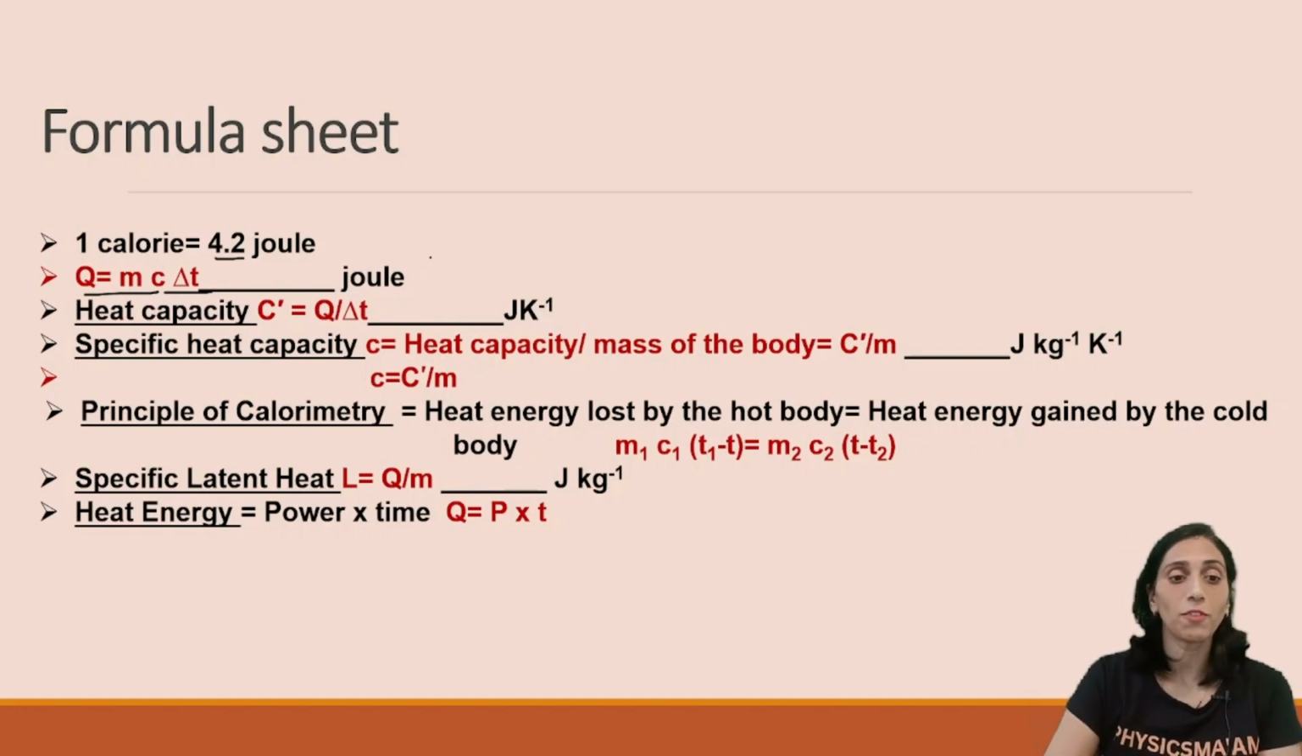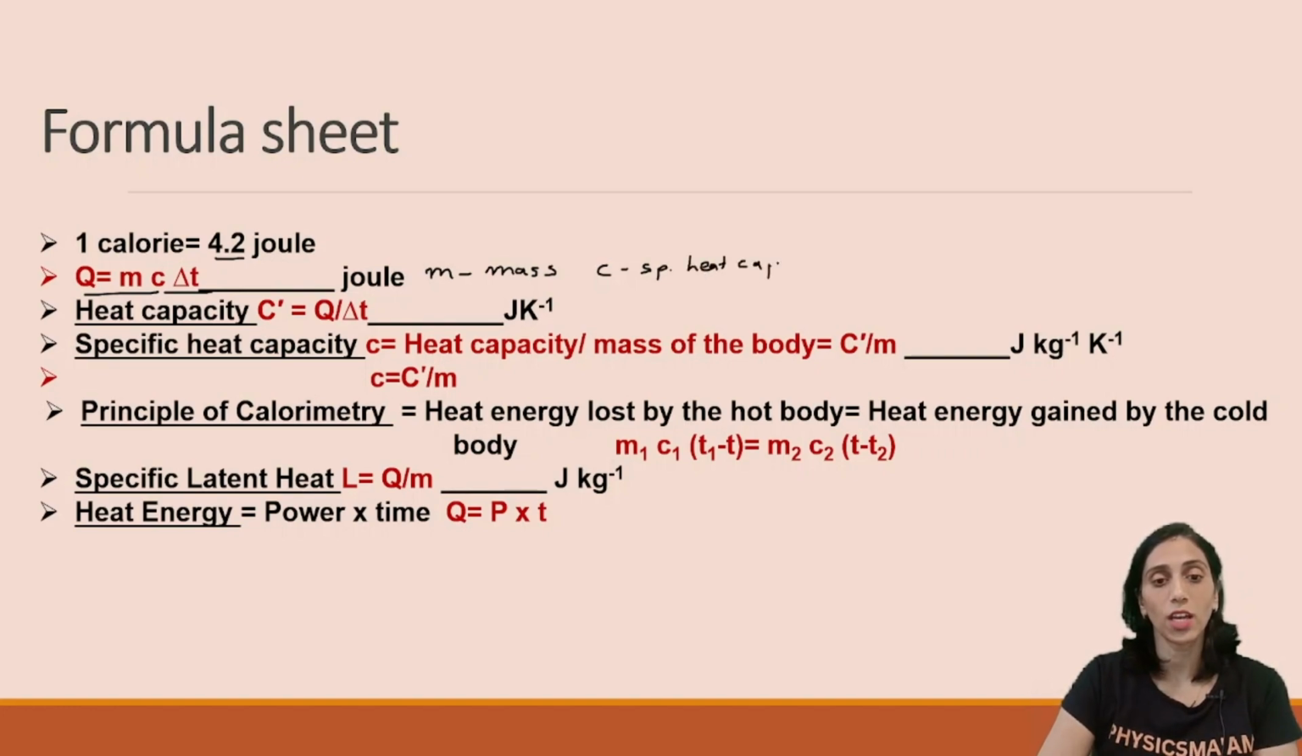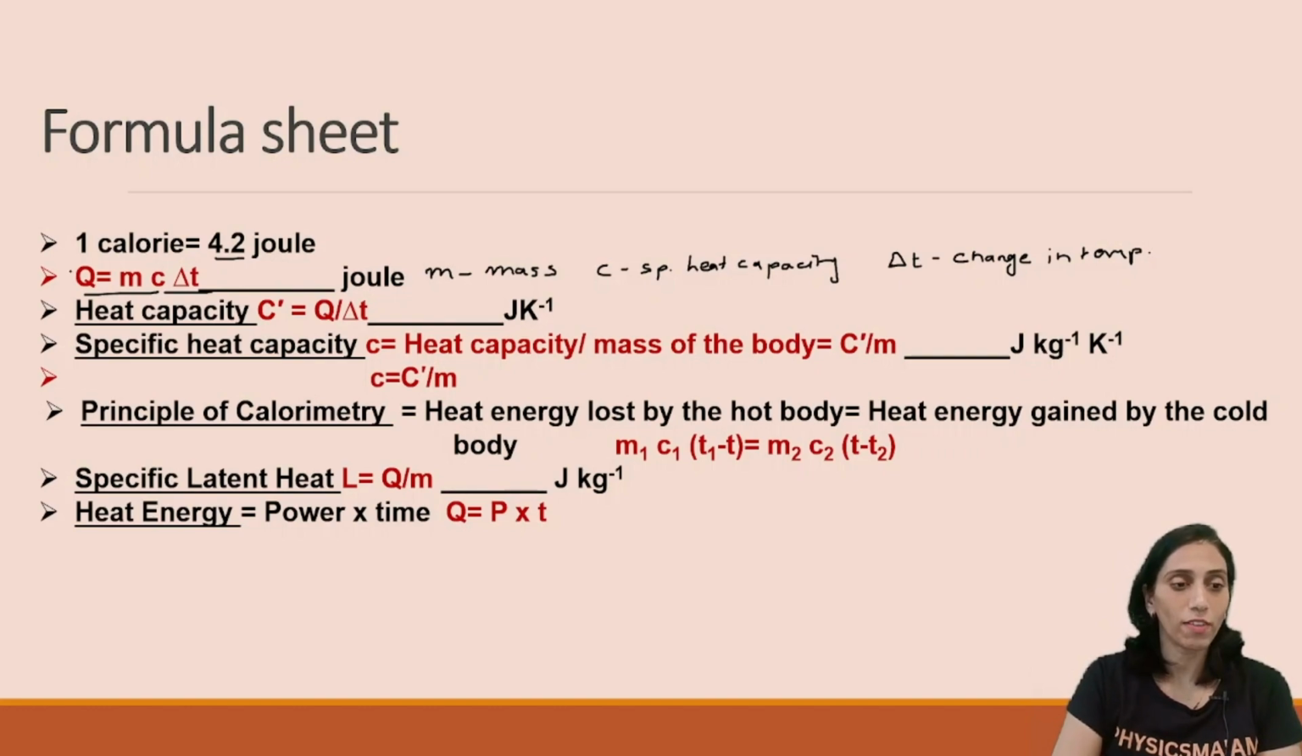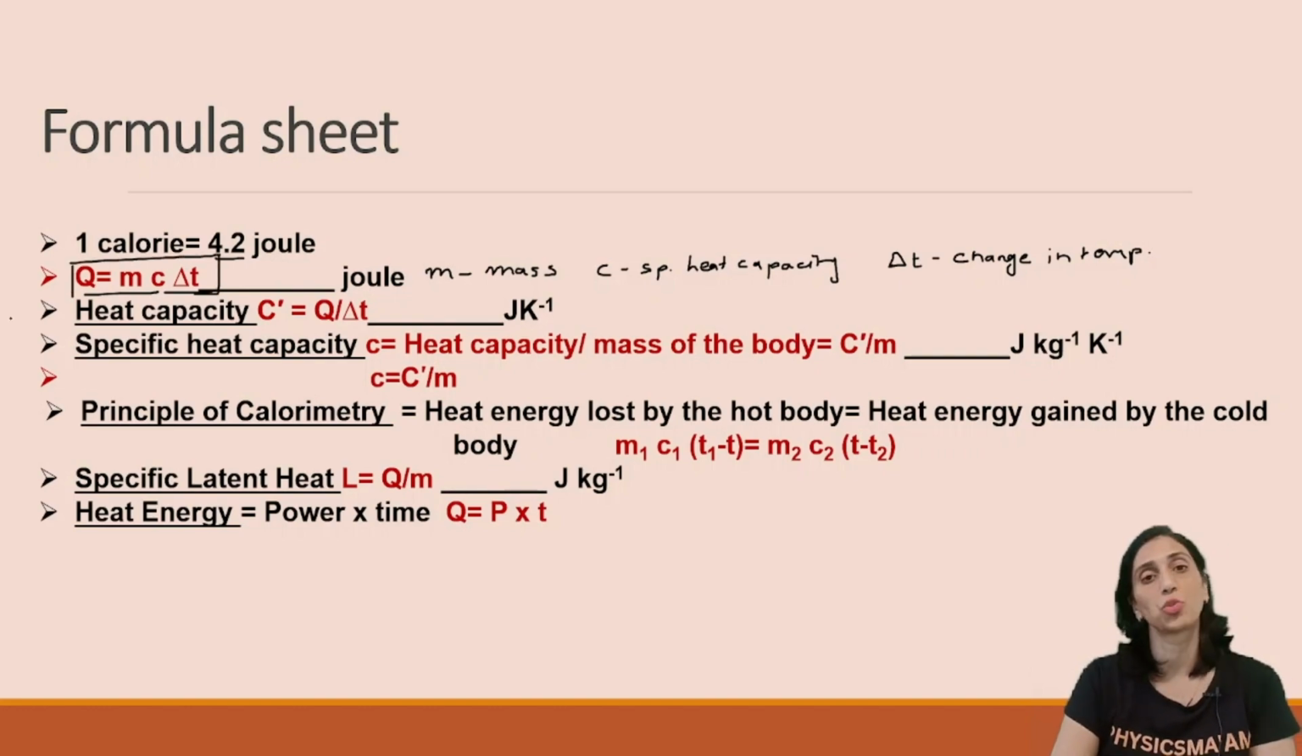Now what does M stand for? M is the mass of the body, right? C is the specific heat capacity of the body. And delta T is the change in temperature. Small change, bigger change, whatever. Change in temperature, right? So these three factors decide the heat energy. So heat energy in a body will be decided on these three factors: first the mass, specific heat capacity and change in temperature. Very important formula. We'll be using this throughout.